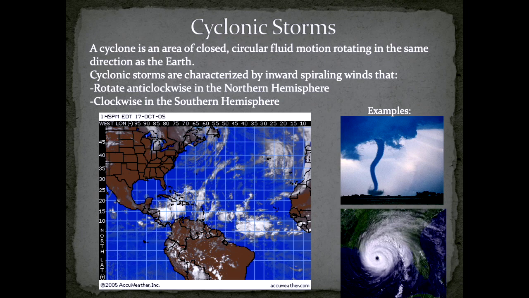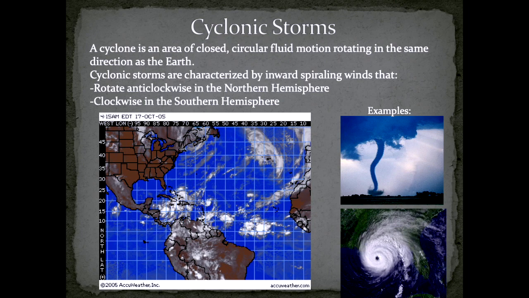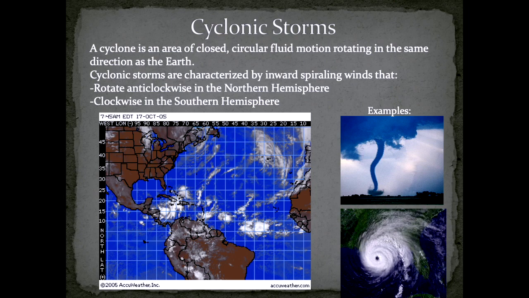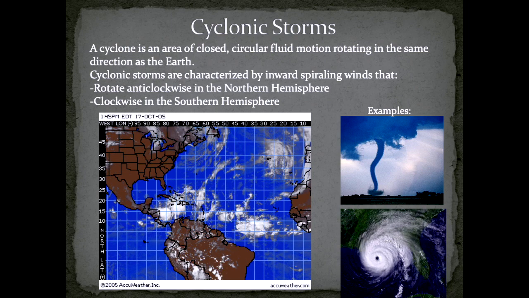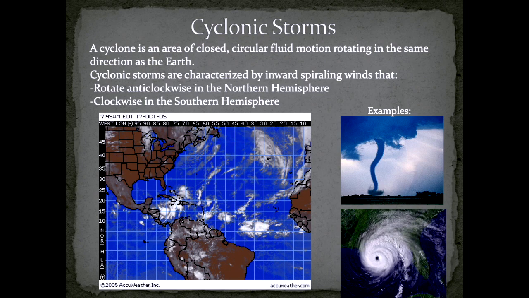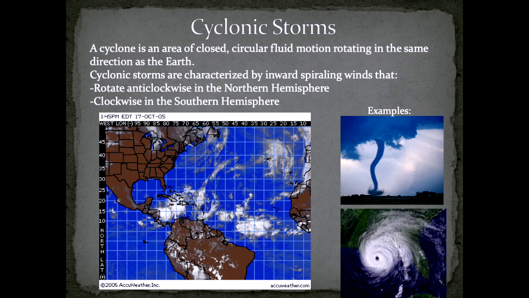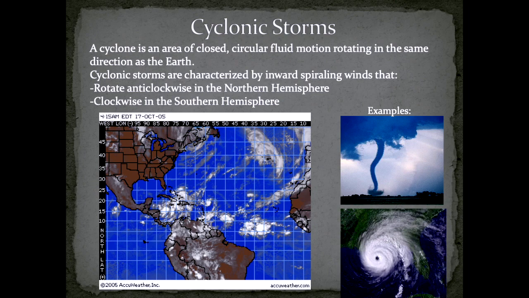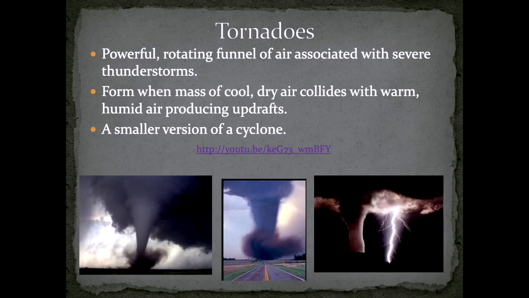Now, a cyclone, again, is always going to be rotation. In the northern hemisphere, cyclonic storms always rotate in a counterclockwise motion. However, in the southern hemisphere, they will rotate in a clockwise motion. The easiest identifiable cyclonic storms would be hurricanes, and we are coming into hurricane season right now. Another example of a cyclonic storm would be a tornado. This is a condensed, small version of a cyclonic storm. Again, a rotating funnel of air.